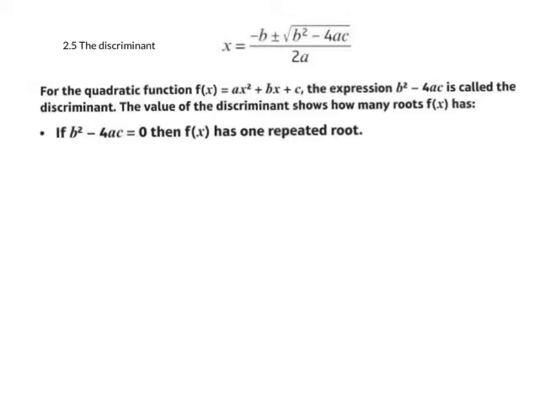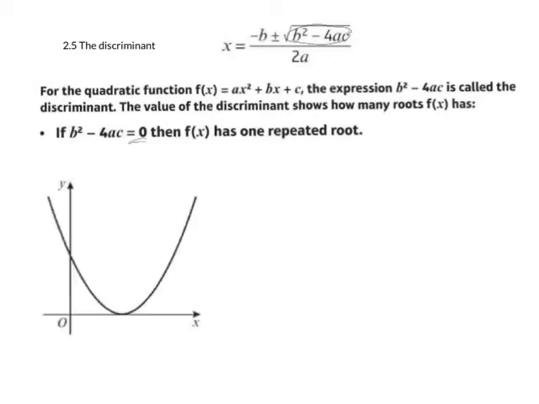Similarly, when we look at the discriminant, if we get the value of exactly 0, x can only take one value. So we say that f of x has one repeated root, or just one root. We can see the roots on the graph because it's where we cross the x-axis, and in this case we are just going to touch the x-axis. And in fact, that root represents the turning point of the quadratic, or the maximum or minimum point.